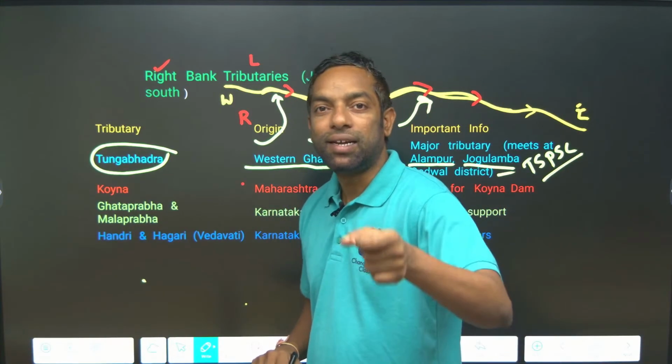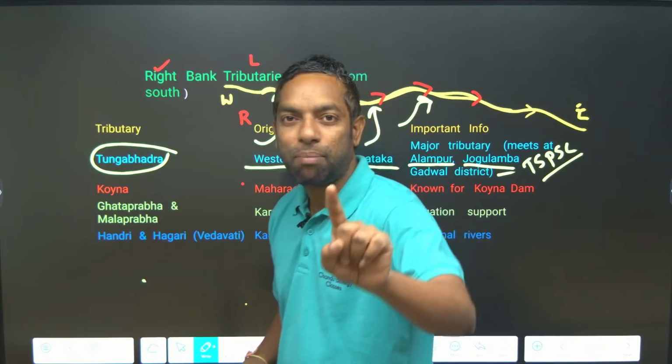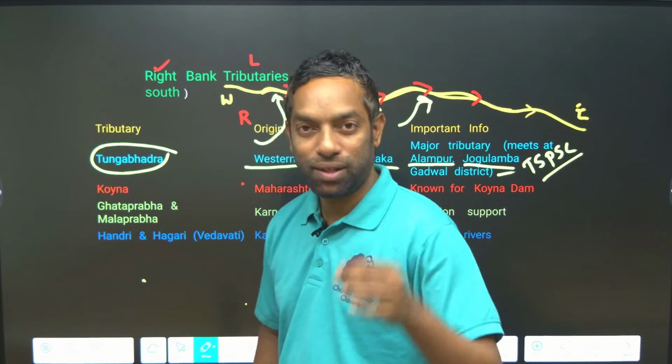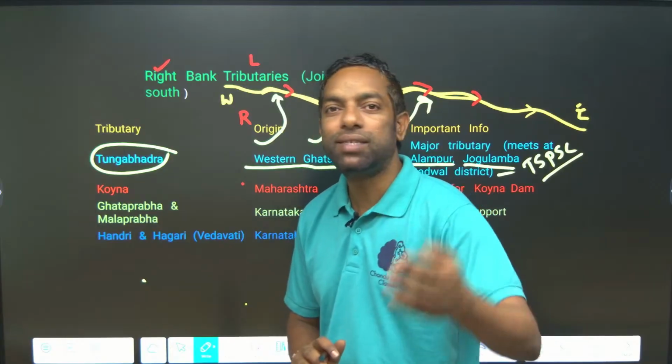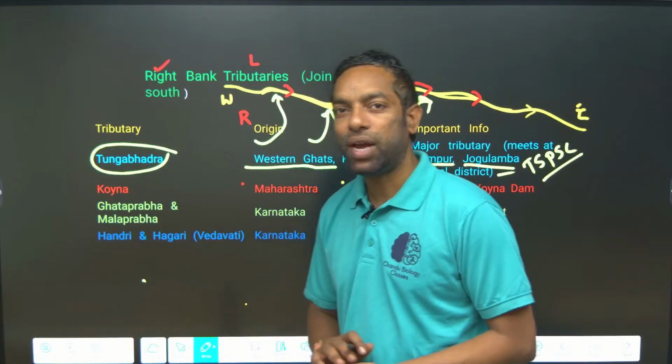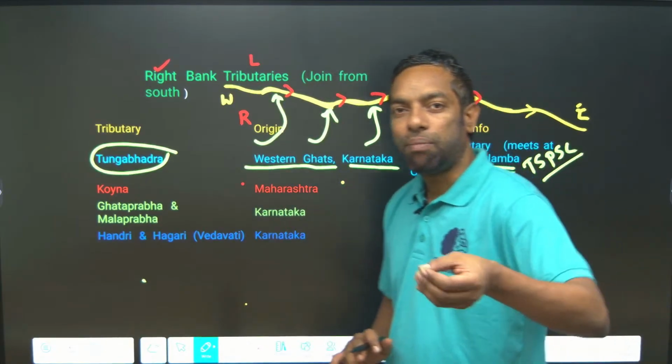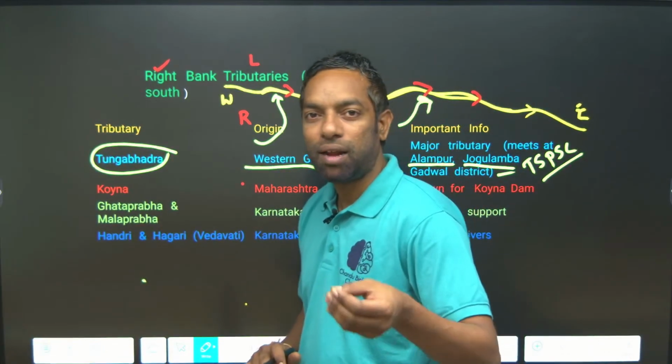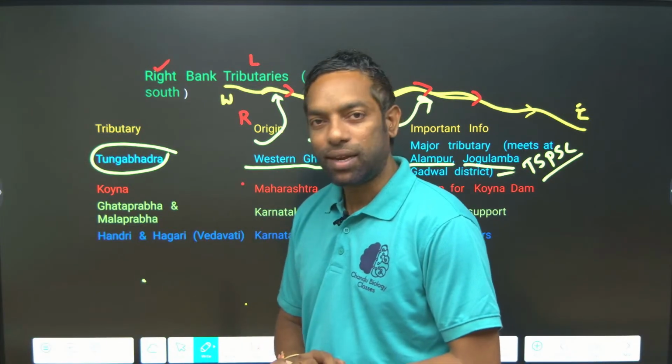It enters Telangana at Jogulamba Gadwala district, Alampur. Jogulamba Gadwala district, the place is Alampur, where it meets the Krishna River. Okay, I hope you understand. Tungabhadra is placed in Jogulamba Gadwala, Alampur, and meets the Krishna River.